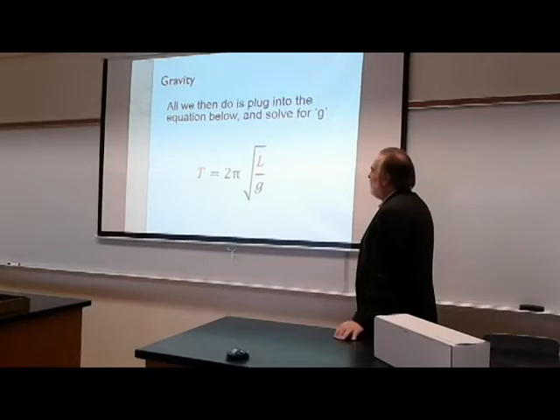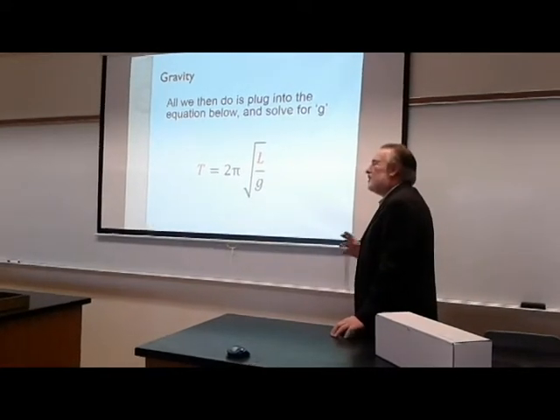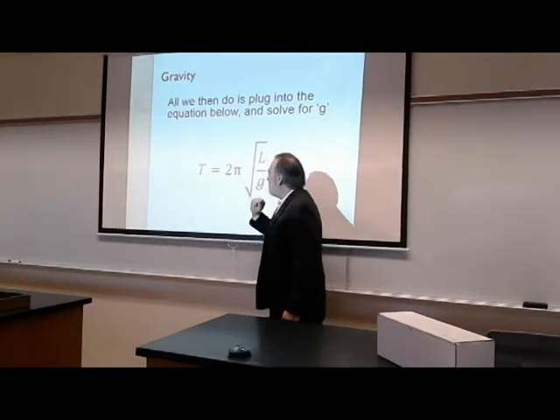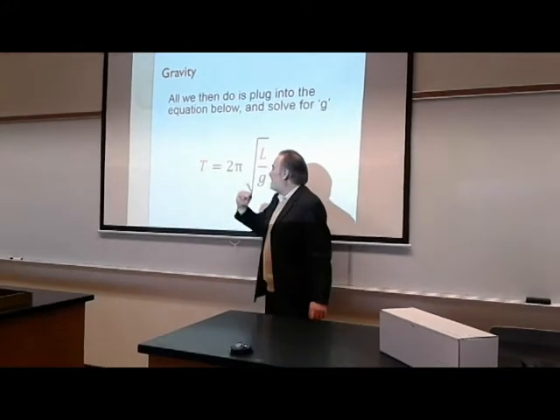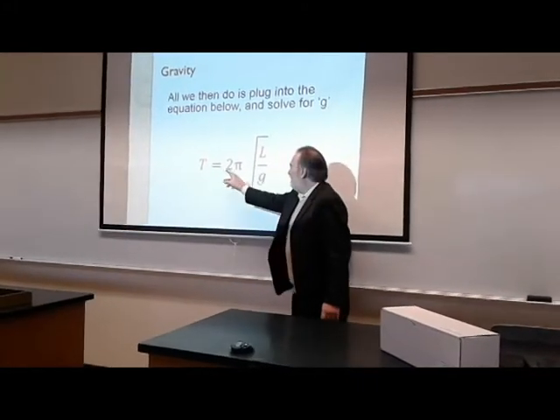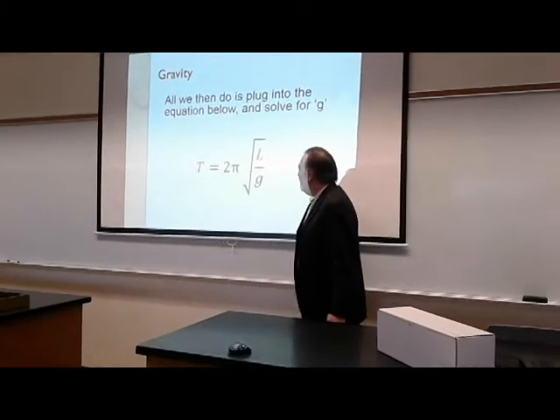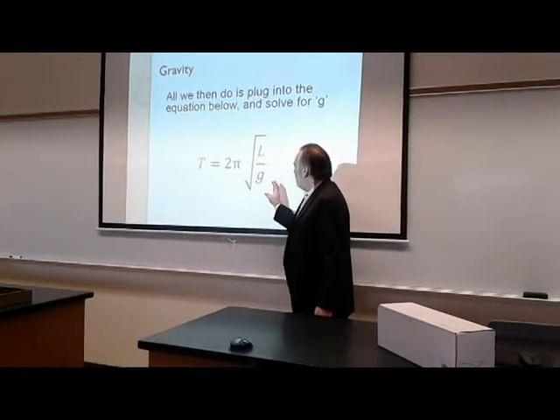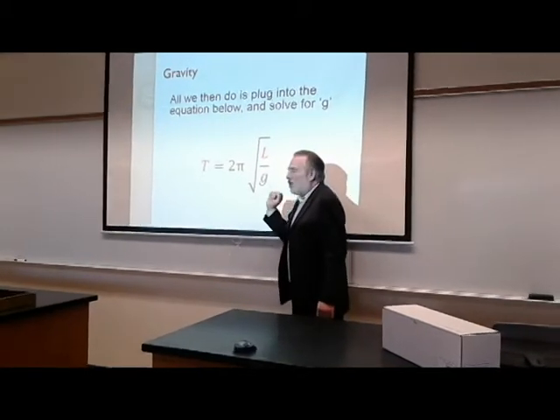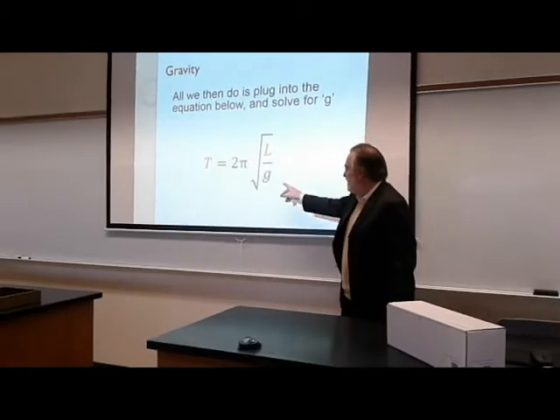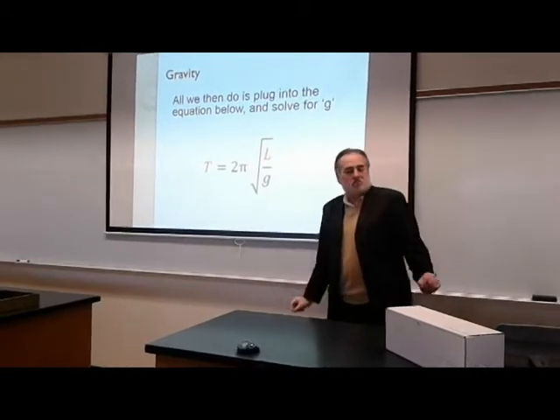Then all we have to do is solve this simple pendulum equation. Again, the length is in meters, T is in seconds, T equals 2 pi times the square root of L over g. If you look at this equation, now we have only one variable left that we don't know, and that is the acceleration due to gravity.